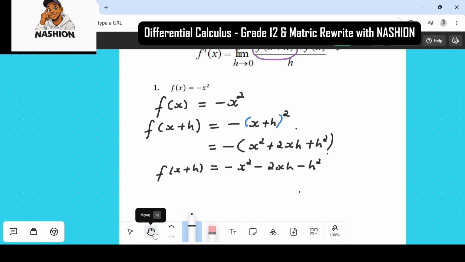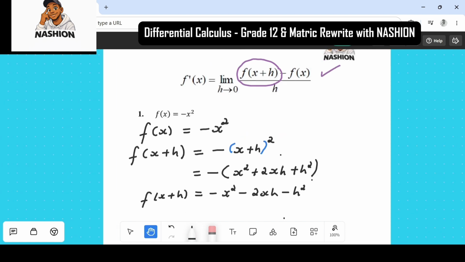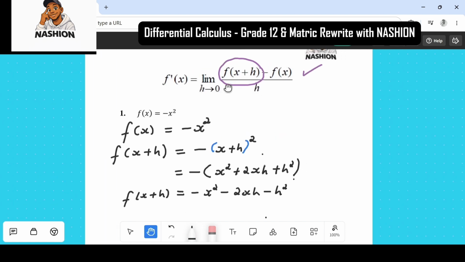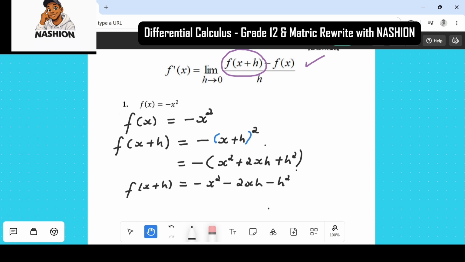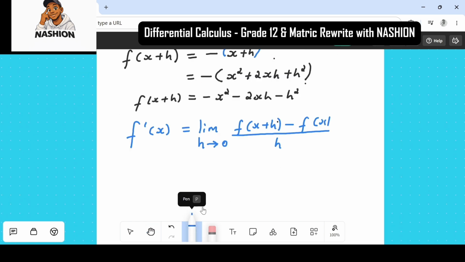Now, step 2, we are going to be substituting what we got into the first principles formula. Let me write it down. By the way, guys, we get 5 marks just to do first principles. That's something, huh? So we continue writing limit h approaches 0. And in the place of this f of x plus h, we are going to write what we got up there. Negative x squared minus 2xh minus h squared. That's our f of x plus h.